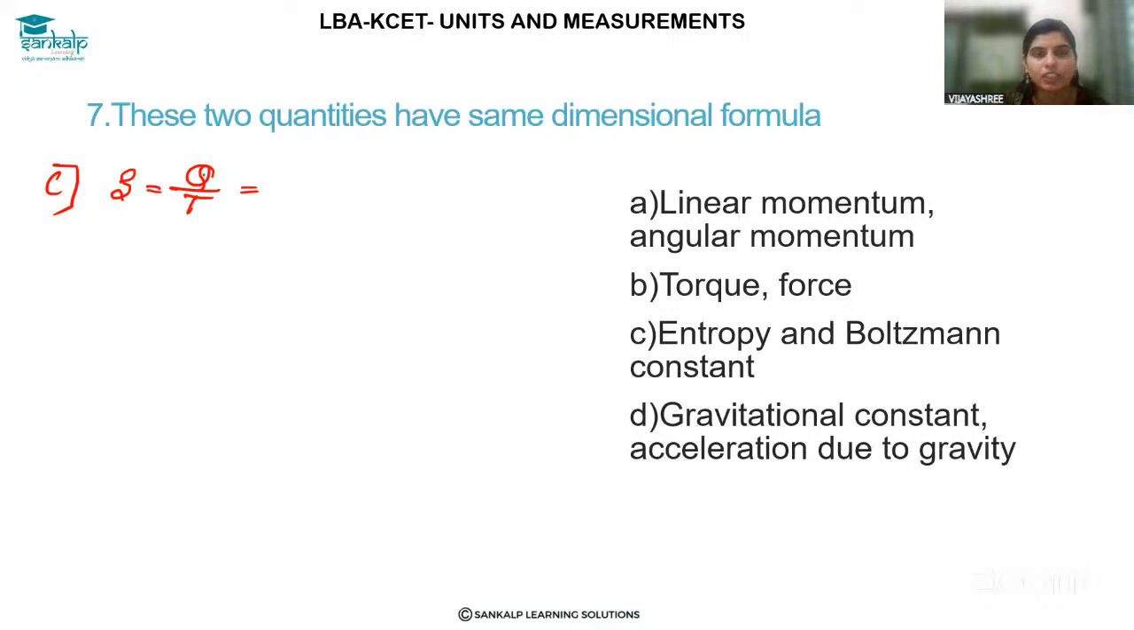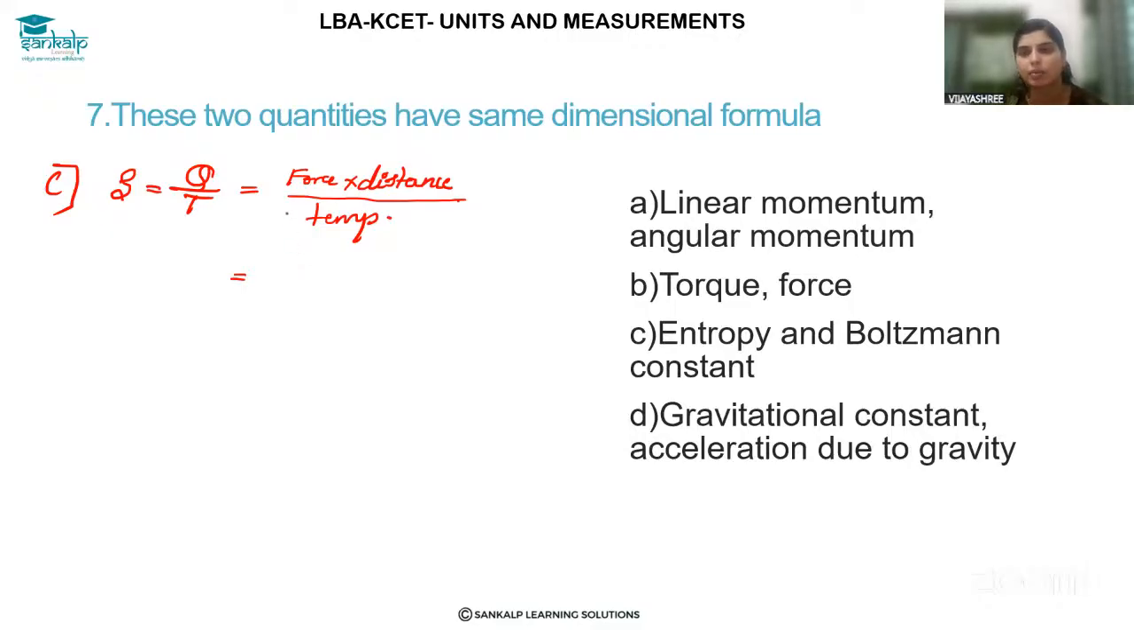So heat energy is a form of energy. Energy means what? Force into distance. It is work actually. Work is nothing but energy. Divided by temperature. I write it as temp. TEMP means temperature. Okay.